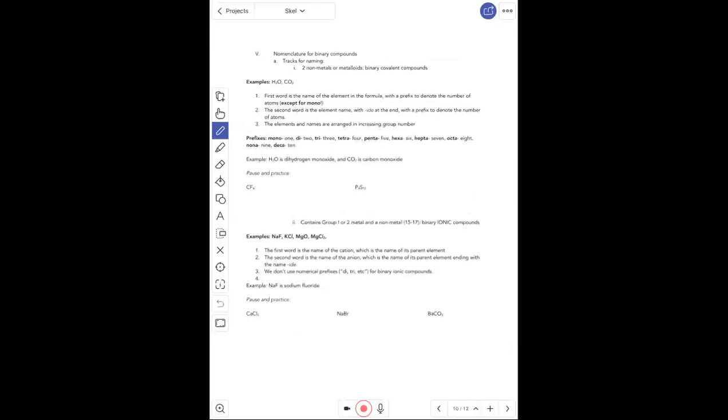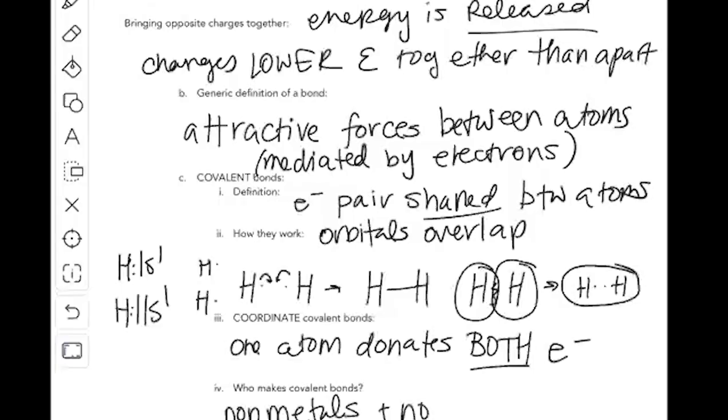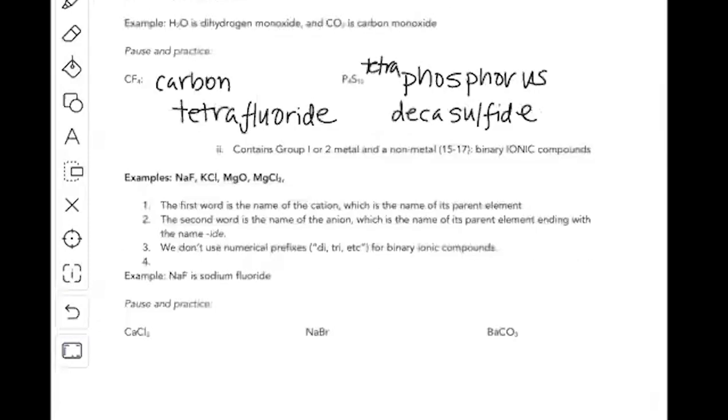Silly implied ones! The numerical prefixes are listed in this sheet. Why don't you pause and practice for CF4 and P4S10? So CF4 would be carbon tetrafluoride. Remember the implied 1 for the first element. While P4S10 would be tetraphosphorus decasulfide.